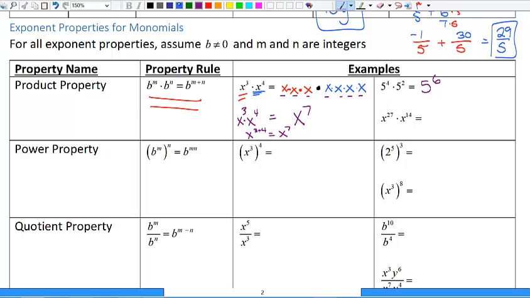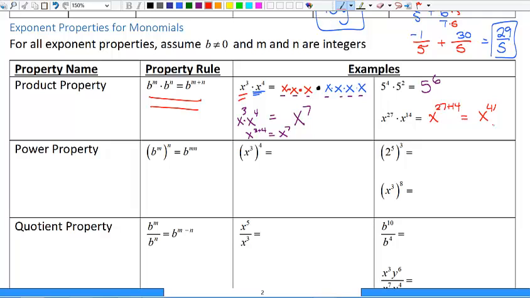Here's another example of why you would really want to know this rule. Could you sit here and write 27 x's out? Sure, I could. Okay, I'm not going to do it. All 27. Times, in red, I'll do 14 x's. That's going to take me a long time. And then do you really want to sit there and count how many x's are there? No way. That is not what we want to do here. What we're going to do is keep the x the same and take the 27 and add the 14, which gets me x to the 41.